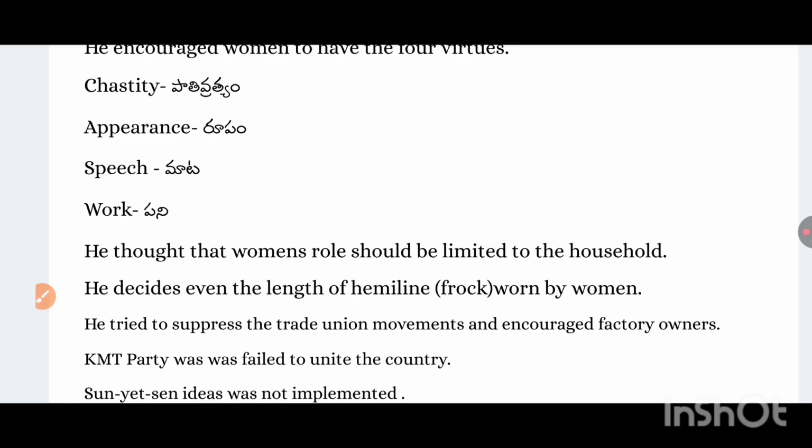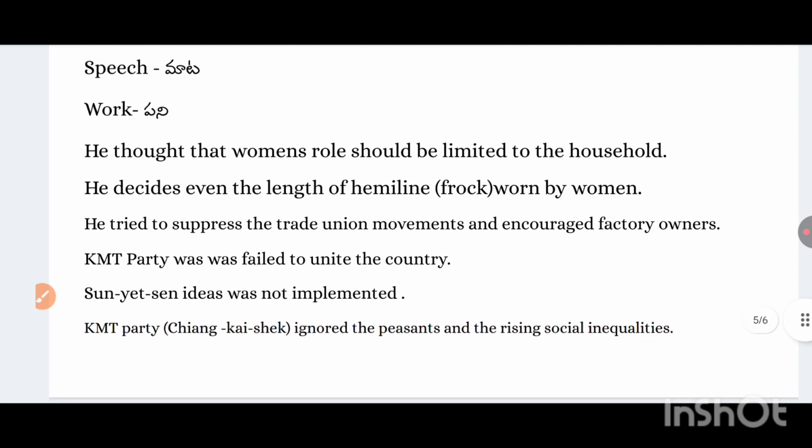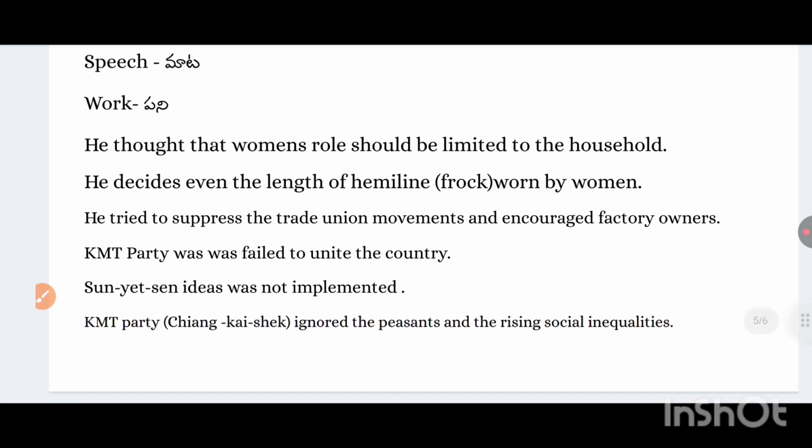So the KMT party did not implement the ideas of Sun Yat-sen. The KMT party ignored peasants, farmers, and rising social inequalities. Chiang Kai-shek's KMT party ignored farmers and social inequalities, and they suppressed trade unions. They encouraged factory owners. They did not give land to landless farmers. So Sun Yat-sen's ideas were not implemented.